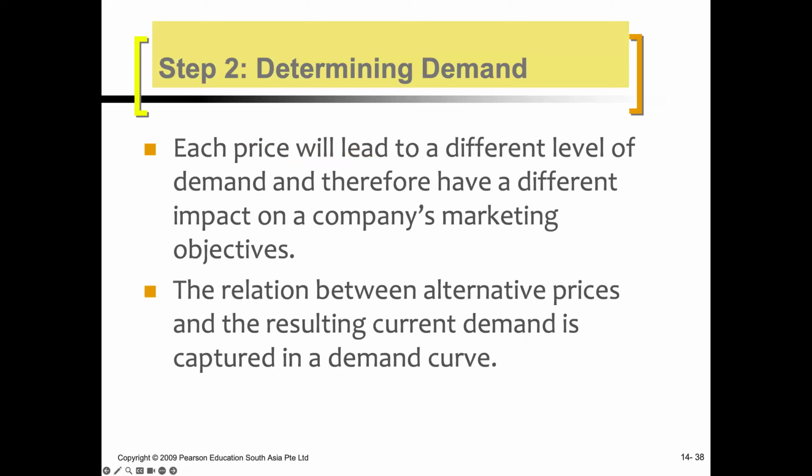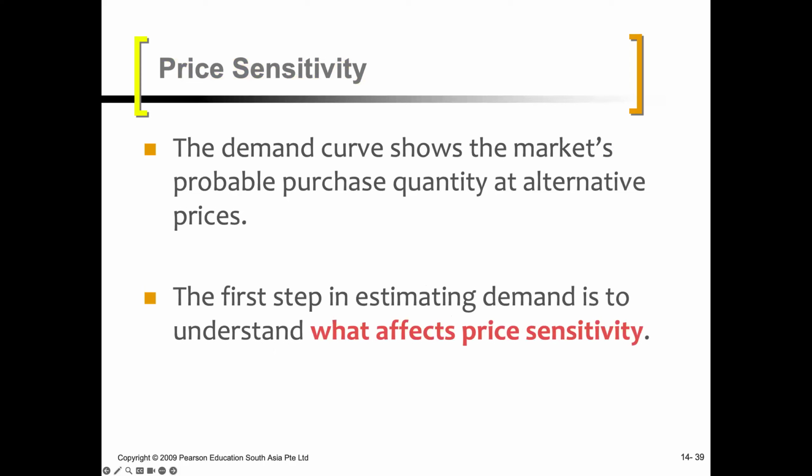Step number 2, determining the demand. Each price will lead to a different level of demand and therefore have a different impact on a company's marketing objectives. The relation between alternative prices and the resulting demand is captured in a demand curve. The demand curve shows the market's probable purchase quantity at alternative prices.